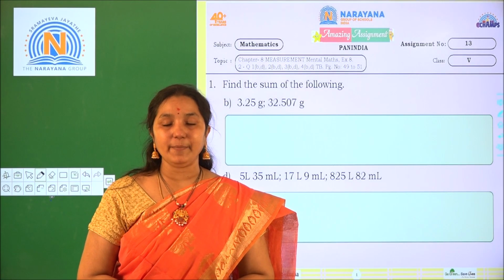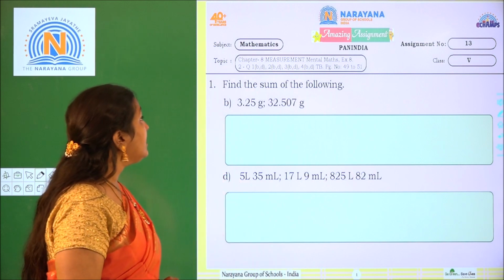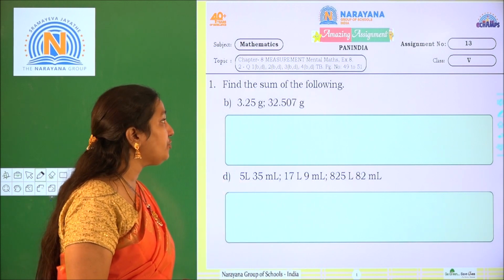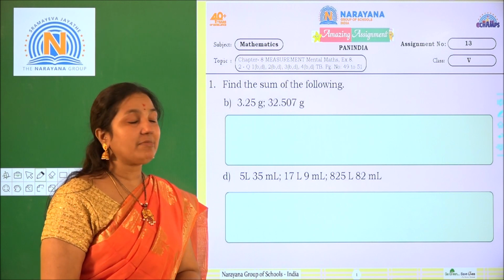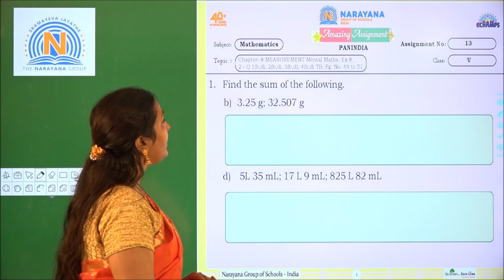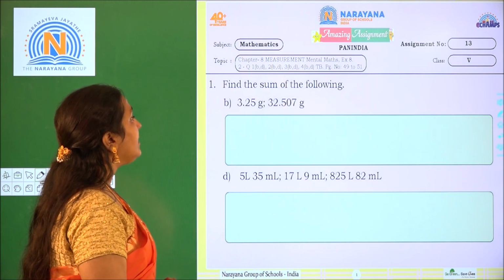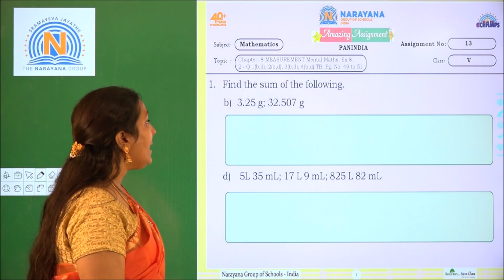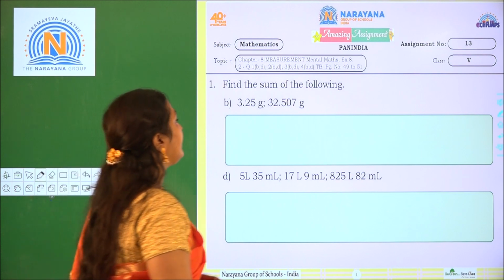Today our amazing assignment is chapter 8 measurement mental maths exercise 8.2 question number 1 to 4. You can refer to page numbers 49 to 51. Coming to the first one, find the sum of the following numbers. So what is the given one here? 3.25 grams, 3.25 grams and 32.507 grams.